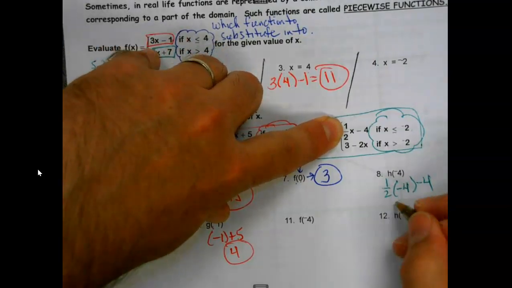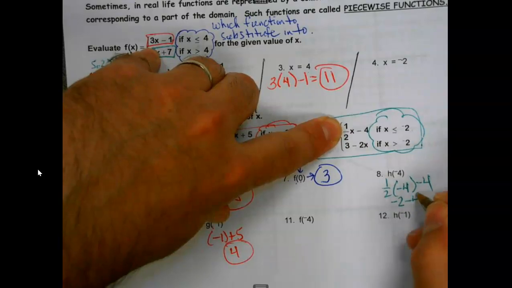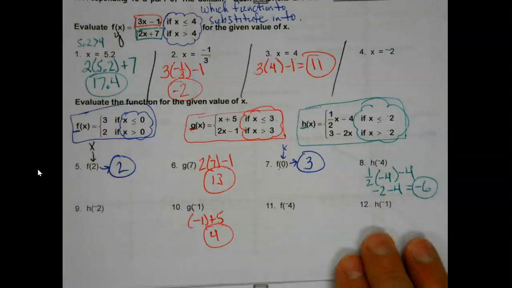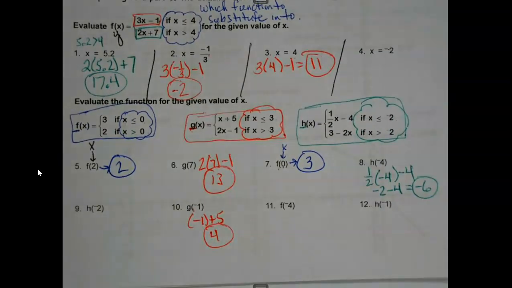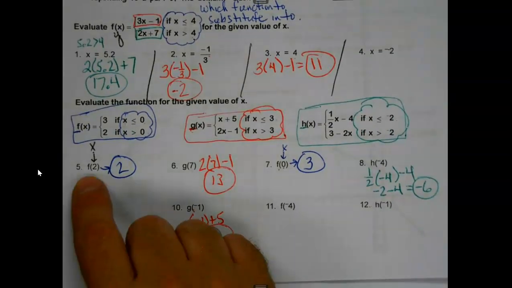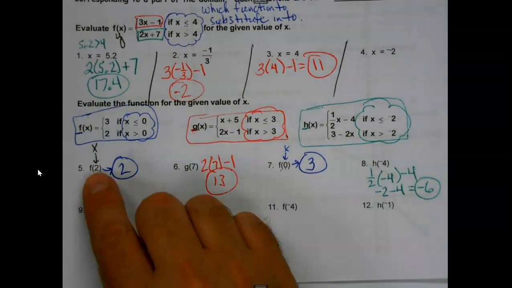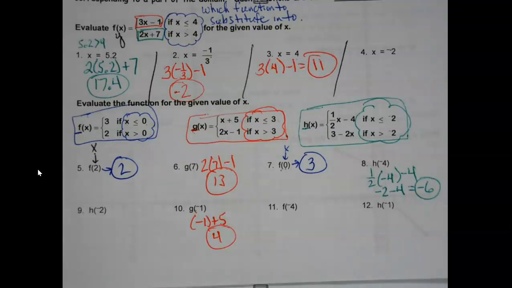Half of -4 is -2. Half of 4 is -6. So the function tells me what pair of expressions to look at. The number inside tells me which one I'm plugging into. But you've got to make a decision because there's always going to be one every time.